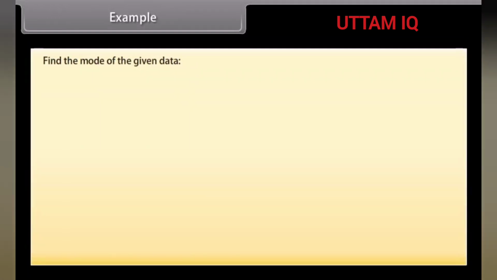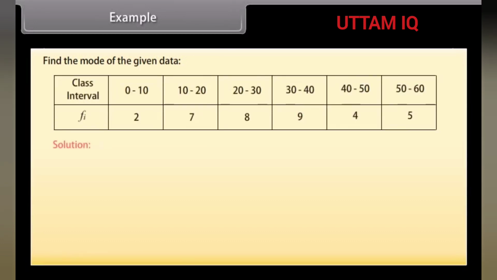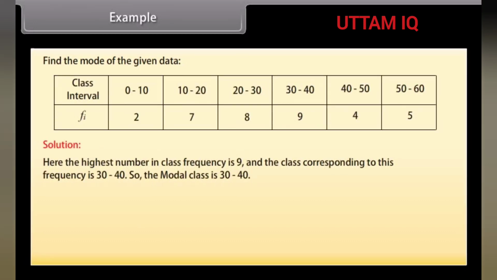Example. Find the mode of the given data. Solution. Here the highest number in the class frequency is 9, and the class corresponding to this frequency is 30 to 40. So the modal class is 30 to 40.